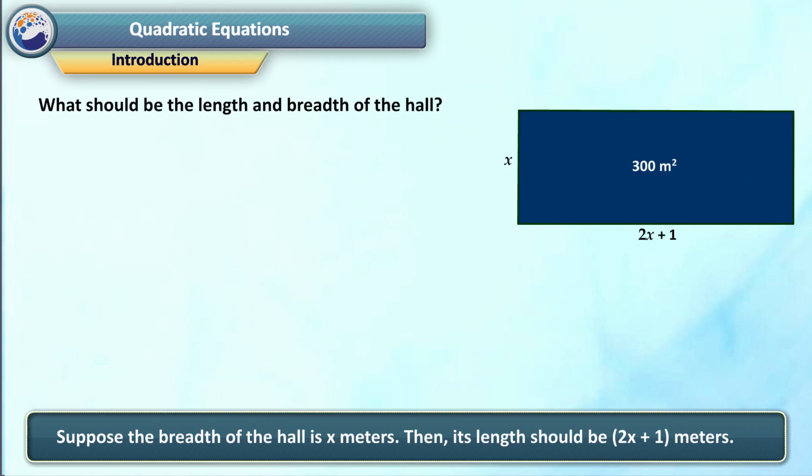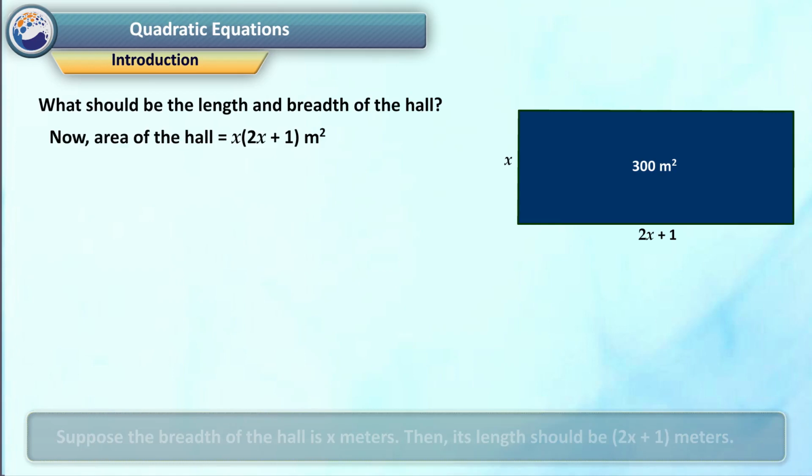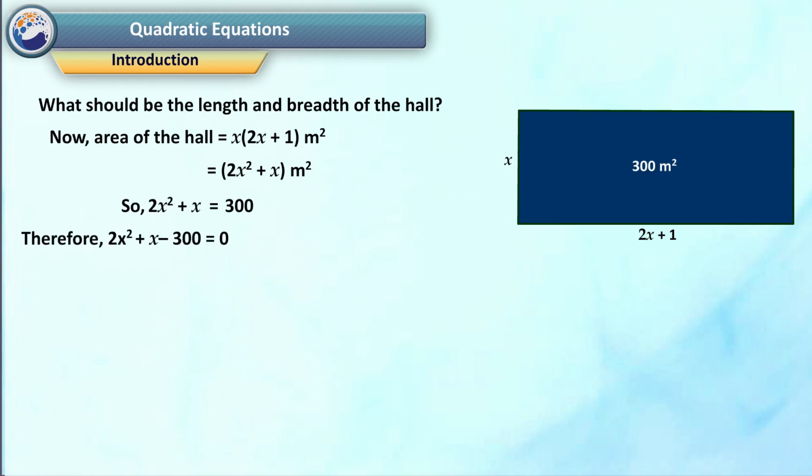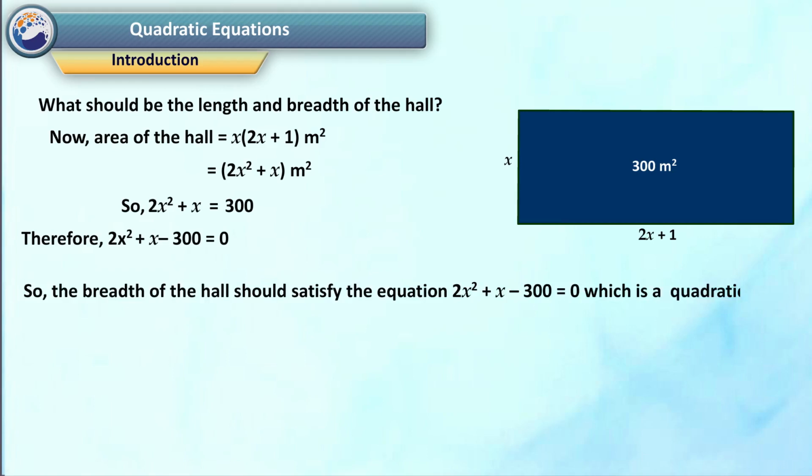Solution: suppose the breadth of the hall is x meters, then its length should be 2x plus 1 meters. Now, the area of the hall is equal to x into (2x plus 1) meter squared, that is equal to 2x squared plus x meter squared. So, 2x squared plus x is equal to 300, given. Therefore, 2x squared plus x minus 300 is equal to 0. So, the breadth of the hall should satisfy the equation 2x squared plus x minus 300 is equal to 0, which is a quadratic equation.